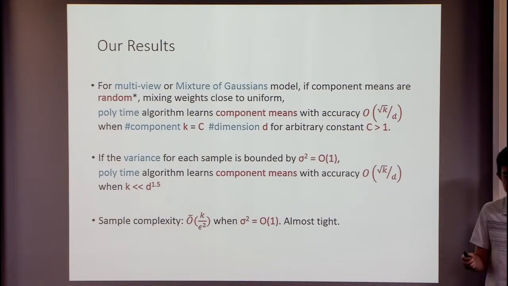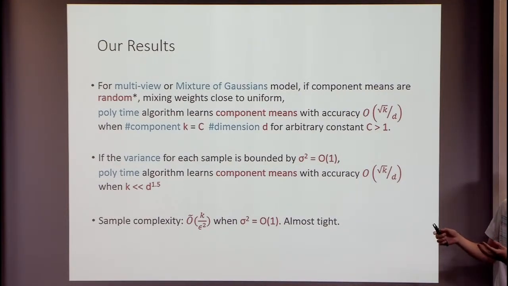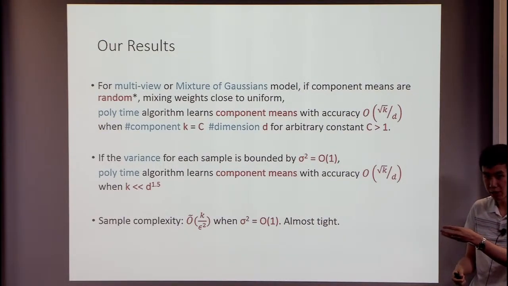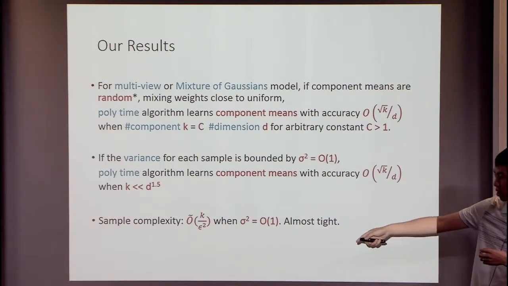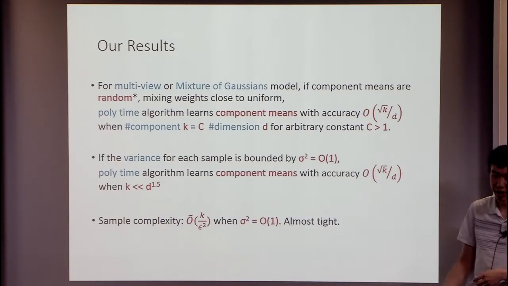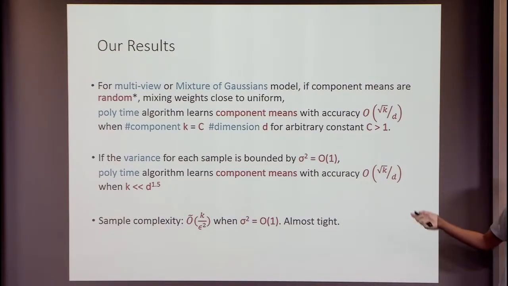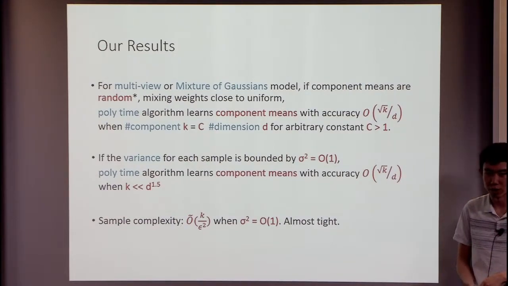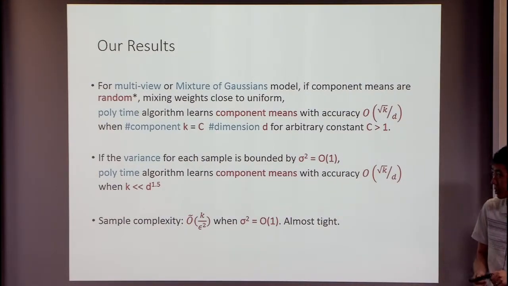Even if I tell you for all the samples which Gaussian it came from, in that case, how do you estimate the component means? Well, you will just take the average of all the samples that come from the same component. And even that procedure will have sample complexity order k over epsilon squared. So in that sense, our algorithm has almost tight sample complexity.